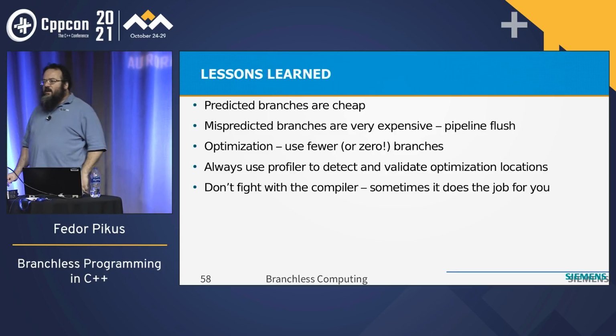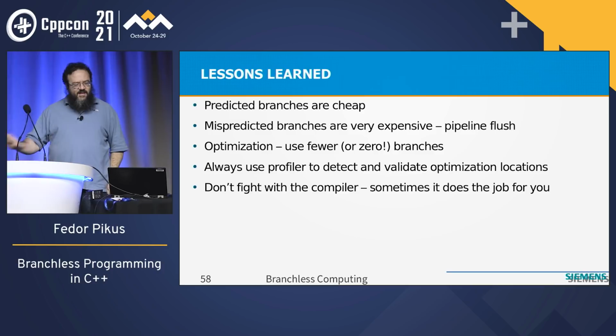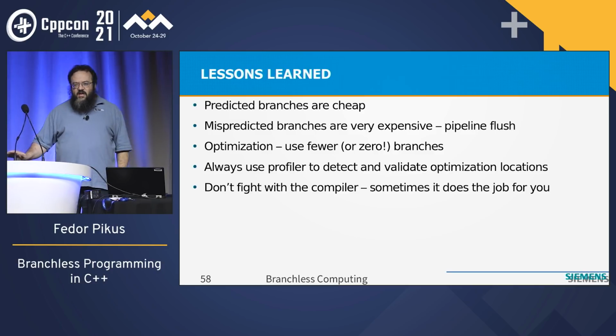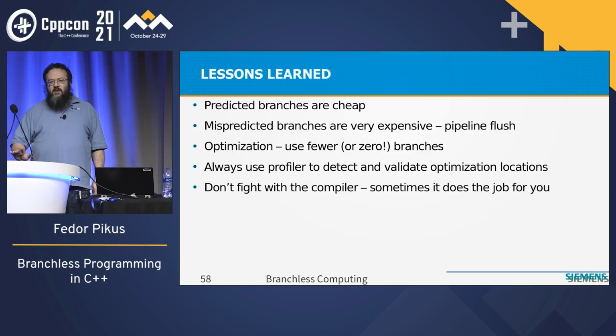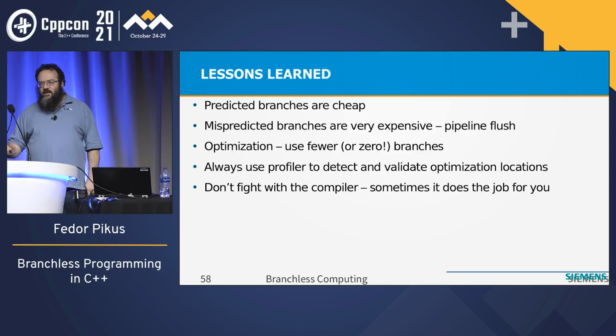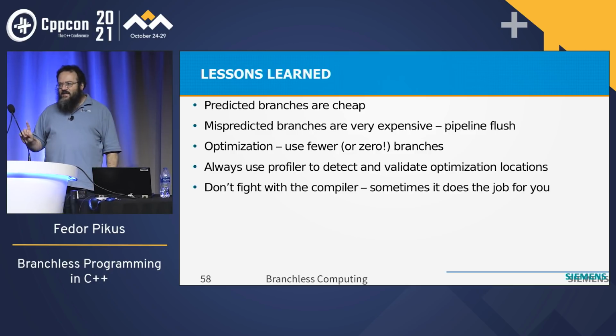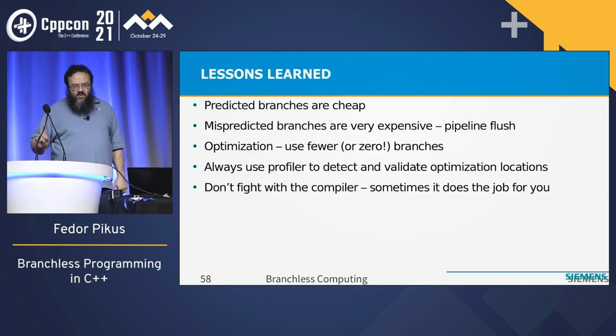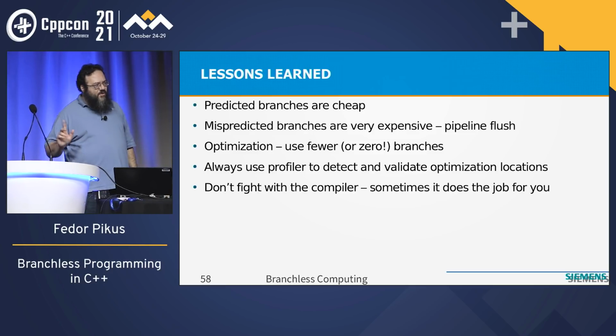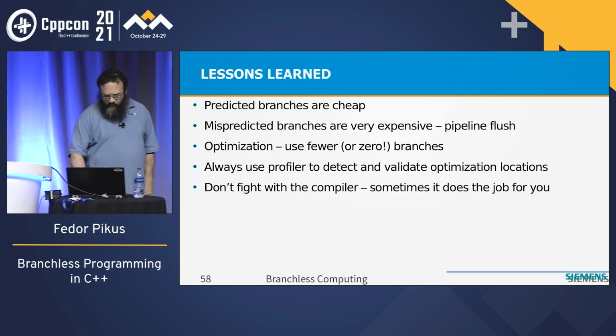So what did we learn? Predicted branches cost you almost nothing. Mispredicted branches, terribly expensive. Optimization: use fewer of them. There is a cost to it. Don't do it unless it's confirmed, and verify that it actually works. Both are done with the profiler.